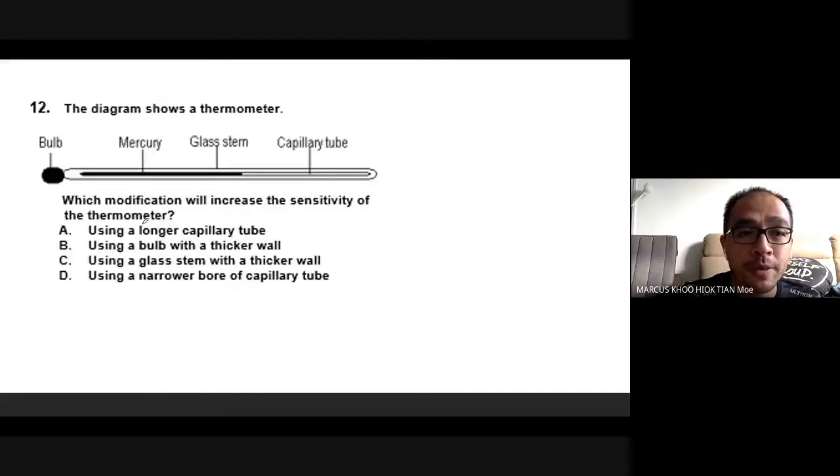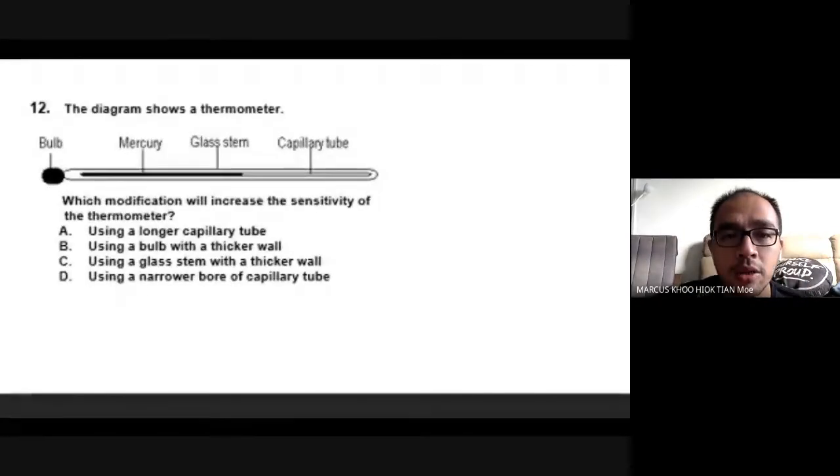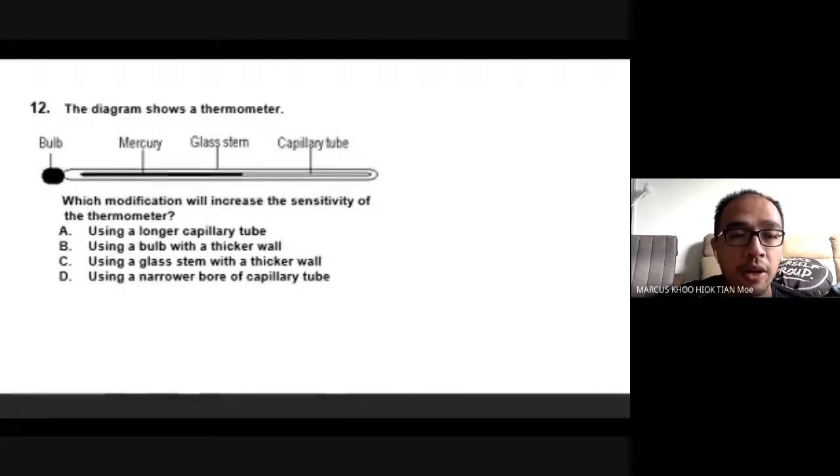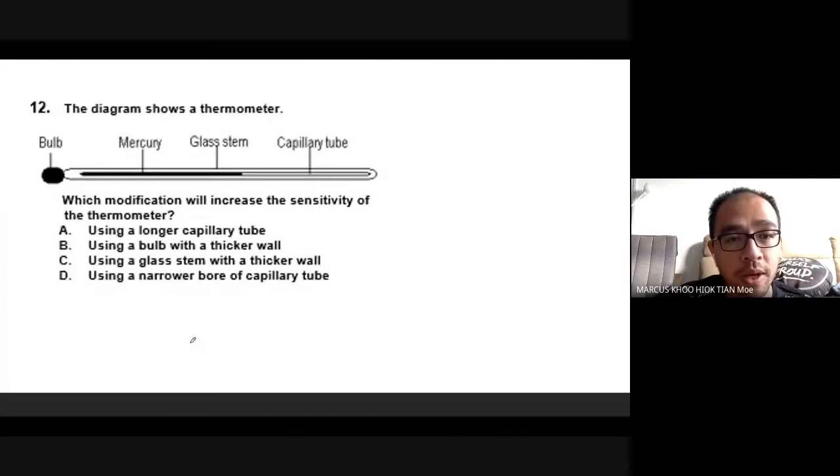Okay, all right, good. Number 12. Wow, is this the last question? Okay, which modification will increase the sensitivity of the thermometer? Sorry, I just need to double check. Did I cover this in my video? Did I talk about the sensitivity of the thermometer? Mr. Wong, can you answer this, please? Oh, I did. Okay, so fine. Mr. Wong, then you answer this.